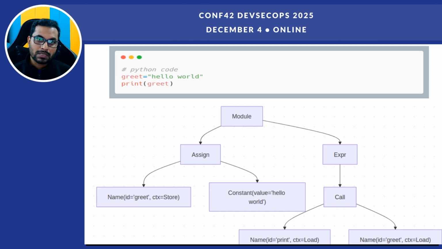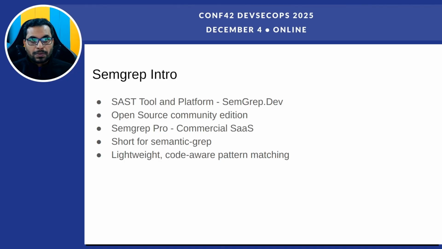This creates two subtrees, one for the assignment and another for the function. And if you have a large number of lines, you can see how this will expand into a huge tree. Right.